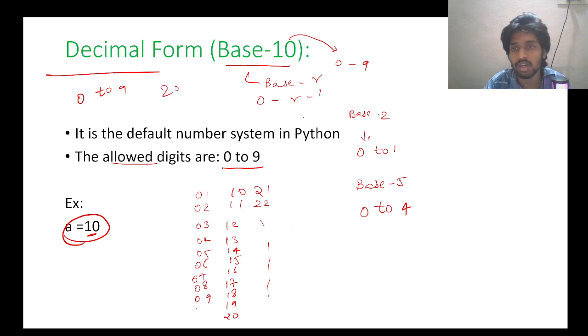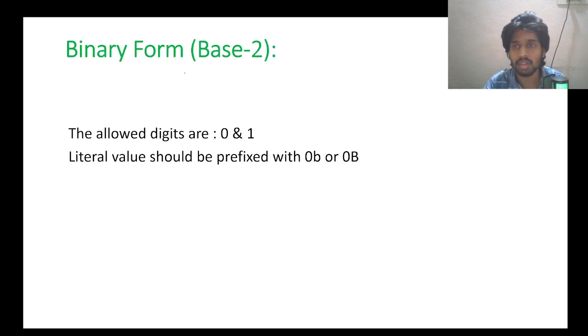Whatever number you take, the allowed digits are from 0 to 9. Even if I take 2896, we only take from 0 to 9. We will not use any other digit. The main digits that we use in decimal form are 0 to 9. And we can also represent integer values using binary form, which is nothing but base 2. The allowed digits are zeros and ones.